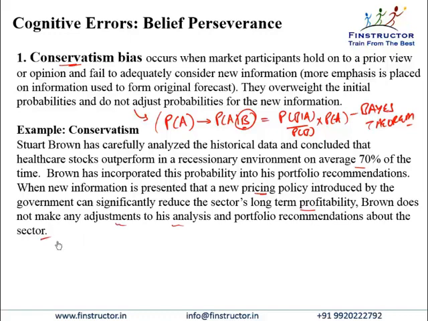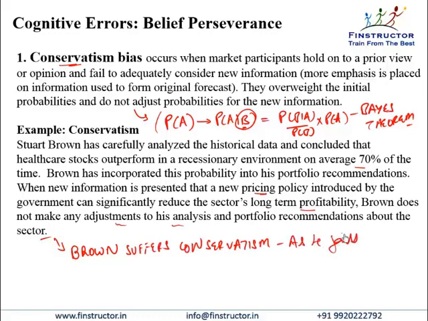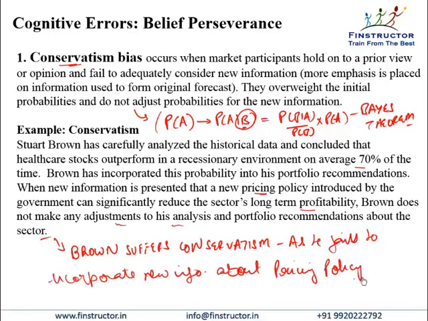So do we feel that Brown is suffering from any behavioral bias, and if so, which bias is it? Clearly in this example we will conclude that Brown suffers from conservatism, as he fails to incorporate new information about the pricing policy. So once again, conservatism is when you stick to the old information and do not fully incorporate the new information.